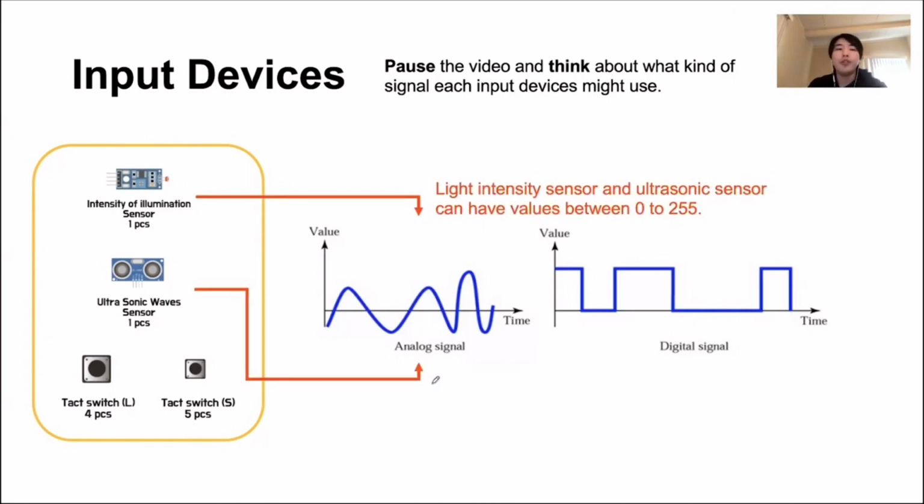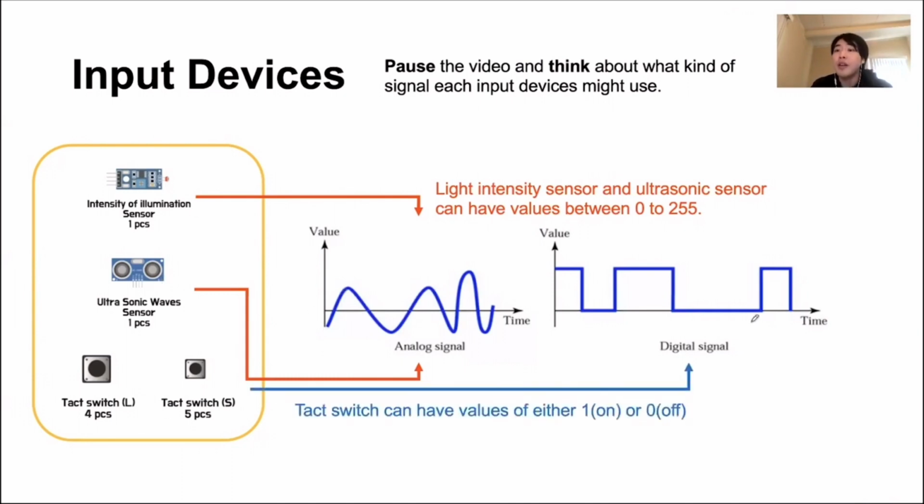All right, hopefully you guessed something like this. Intensity, analog. Ultrasonic, analog. Switches, digital. Now, the reason behind it is because light intensity can vary from really dark to really bright, and there are a lot of values in between, right? So it's analog. Now, ultrasonic, if you remember what it does, it measures distance using sound wave, okay?